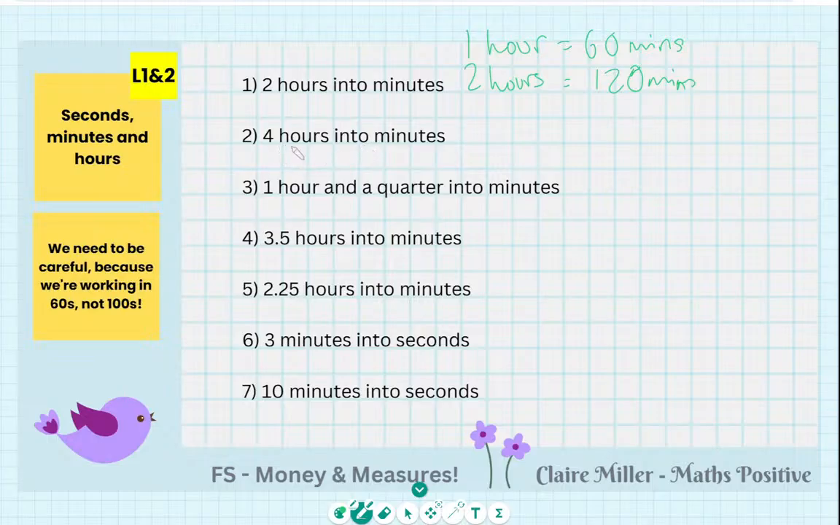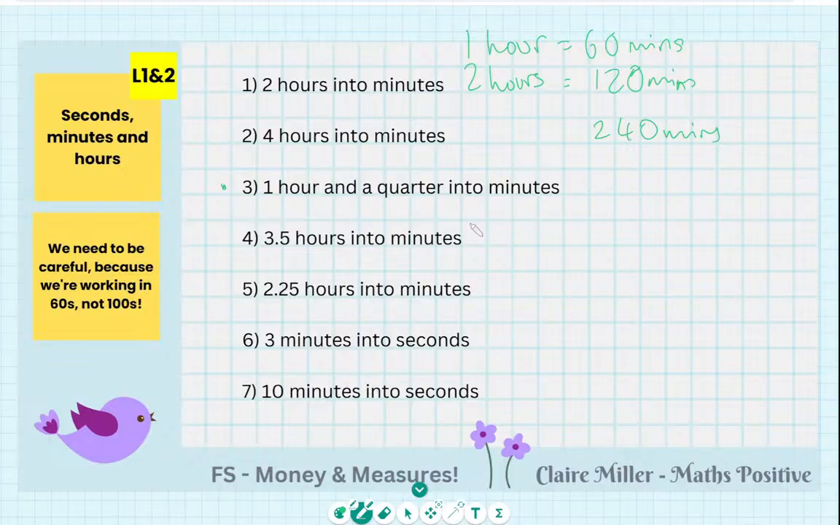4 hours into minutes, that's going to be 4 lots of 60 minutes, isn't it? So 240 minutes. And remember, if you want to times 60 by something, you can times by 6 and then times by 10 at the end. So I know that 4 times 6 is 24, so 4 times 60 is 240. All right. What about this one? 1 hour and a quarter into minutes. If you have your own method for this, that's cool.